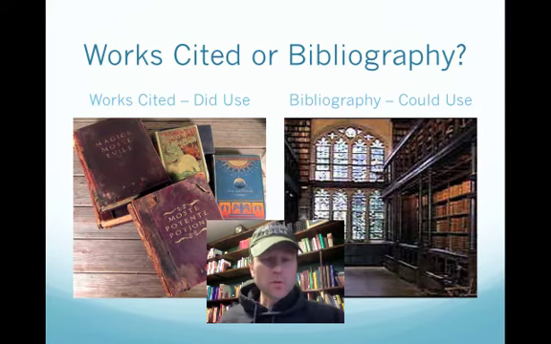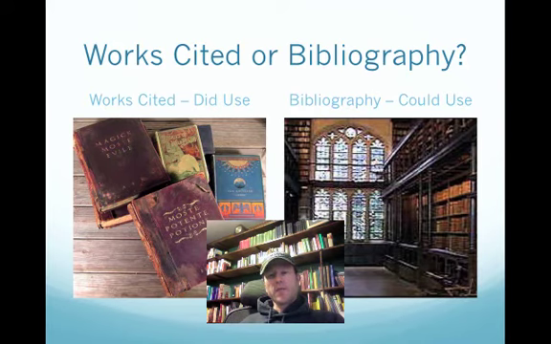So the first thing is, let's talk about the difference between a works cited page and a bibliography. A works cited page is a smaller version of a bibliography. Bibliography is like all of the books you could use, all of the things that you maybe have read, whether you quote them or use them precisely or specifically or not.